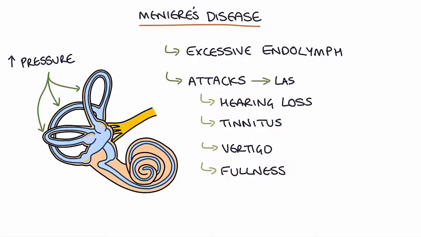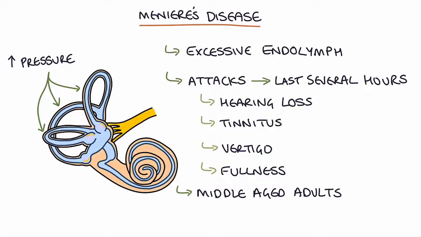These attacks typically last several hours before they settle down, and it often occurs in middle-aged adults and is not associated with movement, so the symptoms are not positional. Patients will have spontaneous nystagmus during the attacks where their eyes flicker backwards and forwards. Over time, the patient's hearing will gradually deteriorate between attacks.